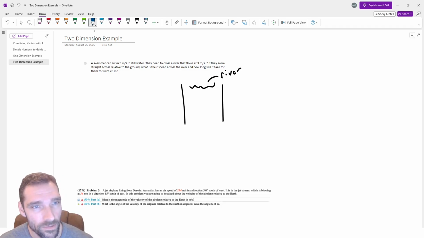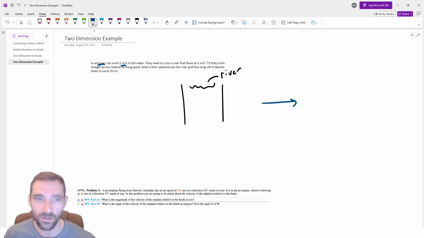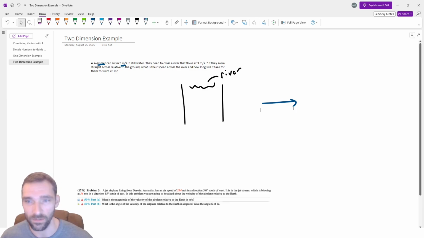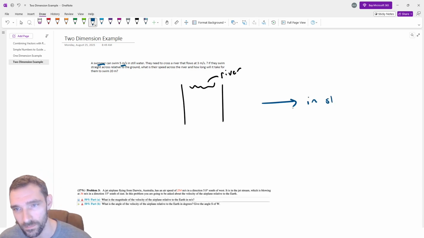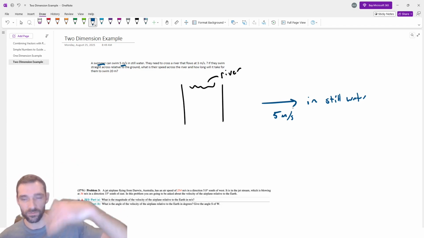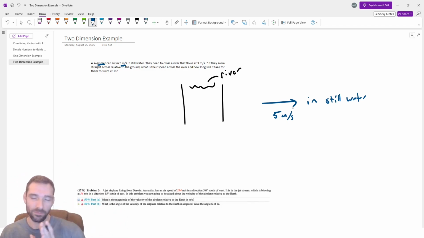So let's say that there's a swimmer that's crossing. The swimmer can travel 5 meters per second. Now it could be going straight across if this was still water. And that's going to have a magnitude of 5 meters per second. Now, because this river is flowing, they're going to have to use some of their momentum, if you will, to kind of cancel out that flow of the river. So they're not going to move relative to the ground at 5 meters per second.